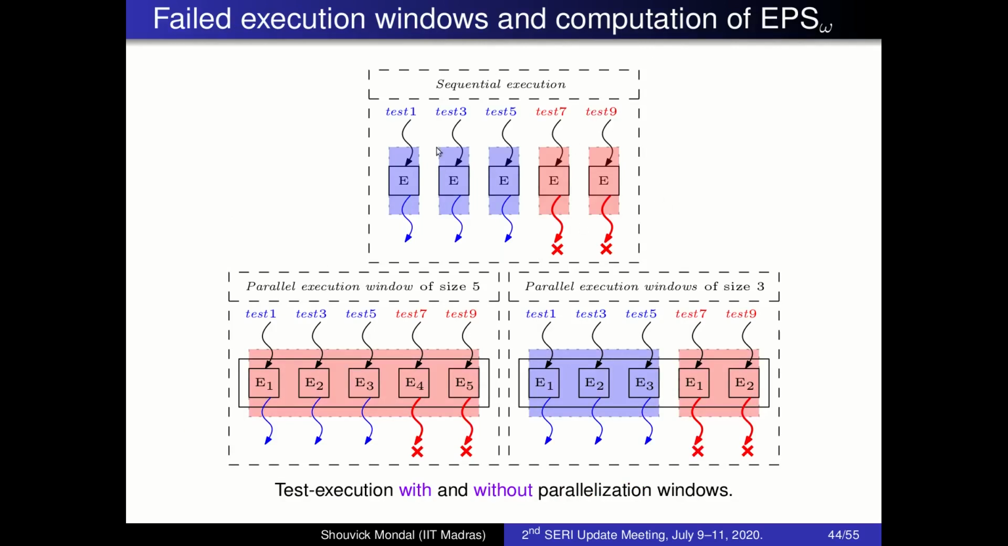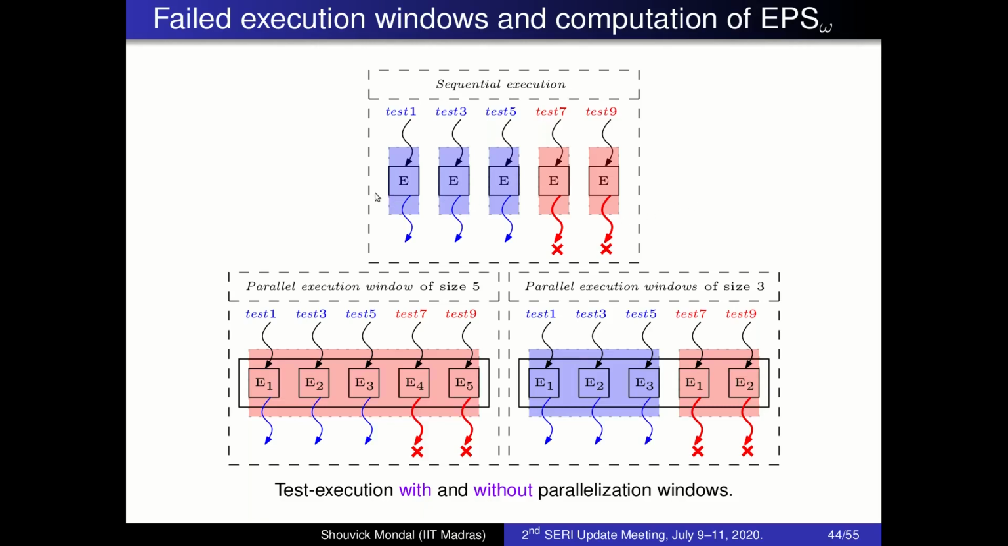So in sequential execution we see that the red ones are the failing test cases and the blue ones are passing. In case of a parallel window, if any member of the window, that means any test case in that window, fails, we treat that whole window as failed. In a window of size 5 we have the last two of them failing. This is the same configuration: sequential, window of size 5, window of size 3. So 7 and 9 are failing here. We treat the whole window as failed. And in this case, the first window is passing, the second window is failing.